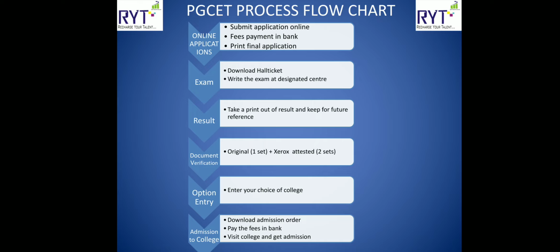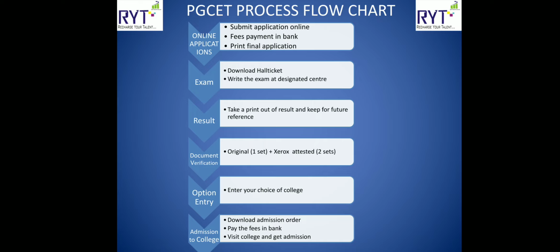You have to go online again and do the option entry. What is option entry? In option entry, you are basically selecting your choice of college, and what type of MBA, whether you want full-time MBA or part-time MBA. Like this, you will go and select your college. This option entry will take some time, because you have to understand it.